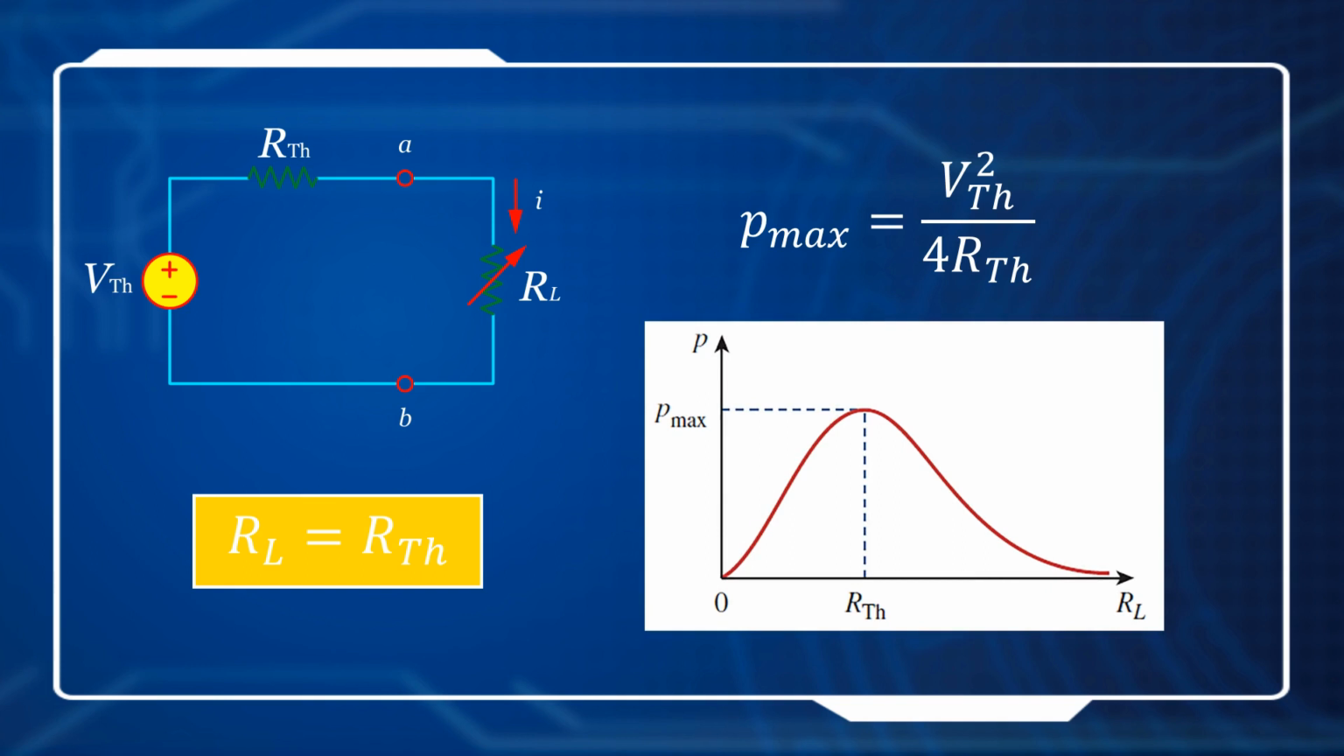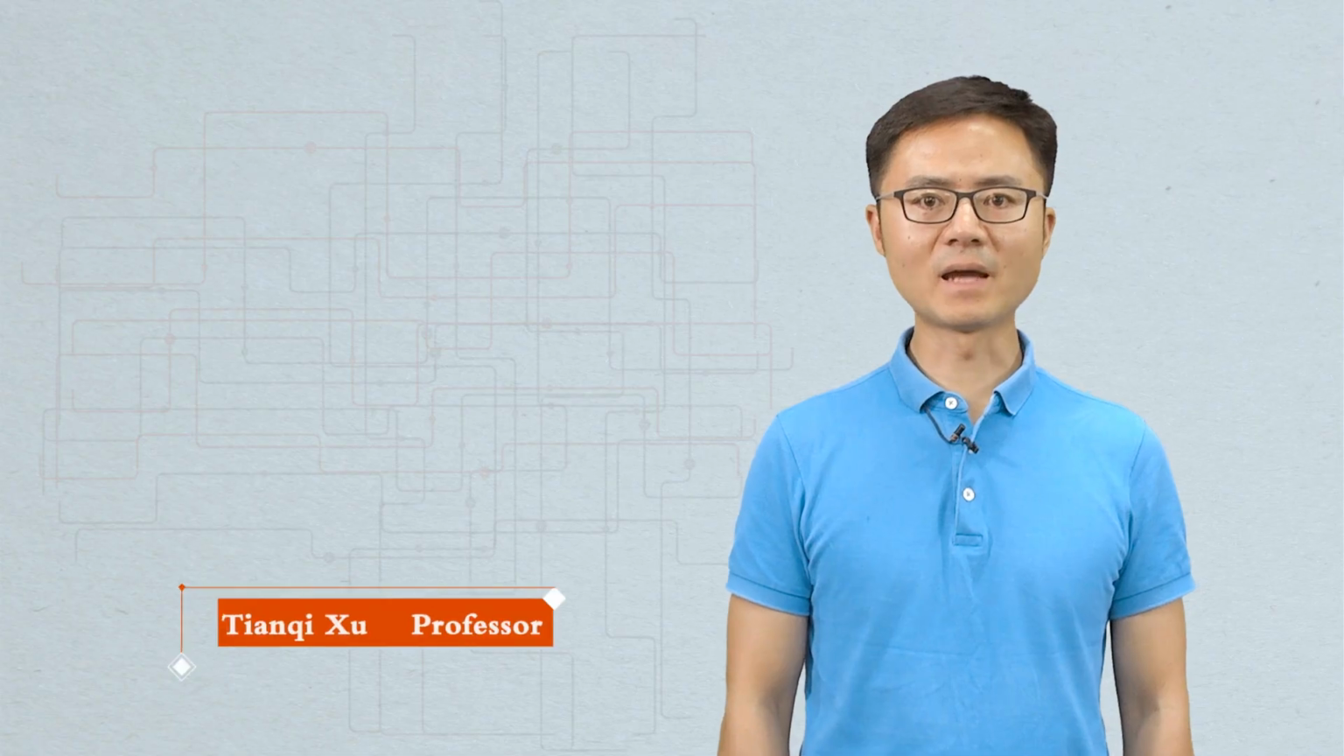We can find that when RL increases from 0, the power received by RL is increasing until RL approaches RTh. When RL is greater than RTh, the power absorbed by the load is dropping. So when RL equals RTh, it gets the maximum power. This is the end of this section.